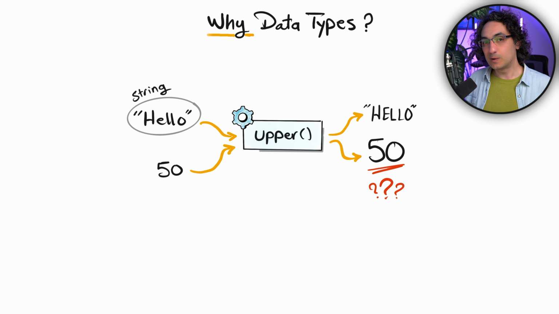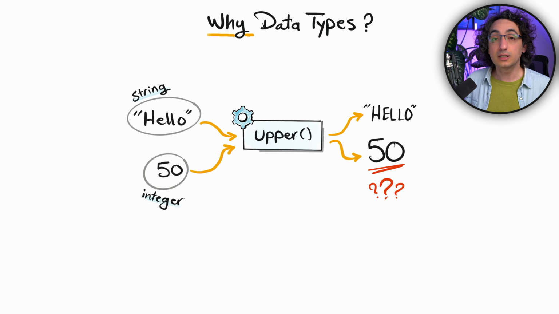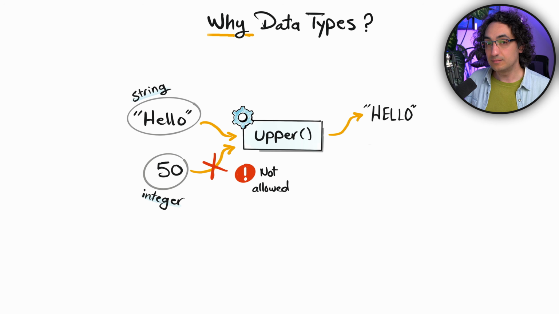The value hello has a data type, it is a string, and the data type of 50 is integer. Based on the data type, Python can restrict which types can be used with this function. So if you try to apply this function to the integer, Python will immediately throw an error and say, this is not allowed. You can use this function only for the data type string. So that means, my friend, Python uses data types to make sure you don't do wrong things on the wrong kind of data. It's like trying to microwave your keys. Just because you can doesn't mean that you should.